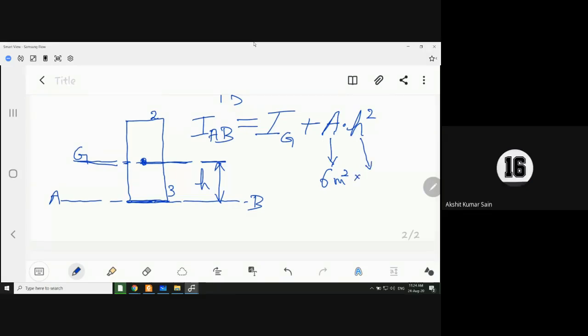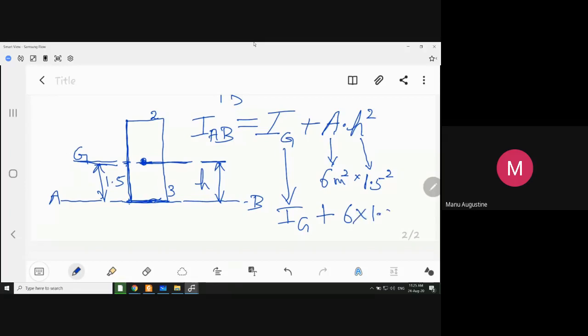1.5. Since this side is 3 meters and G is the centroidal axis, this centroid must be at a distance of half of 3 from the bottom edge. So this is 1.5 meters. Very well said. So h you already know is 1.5, and we have to square the h. So all you have to do is find the value of IG, for which you already have the standard formula, and add the quantity of 6 into 1.5 square to it.